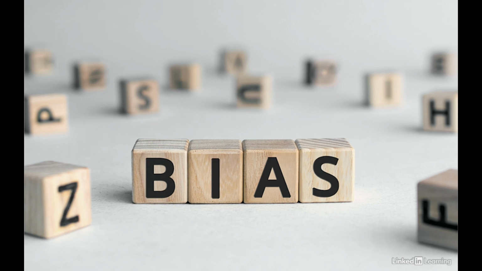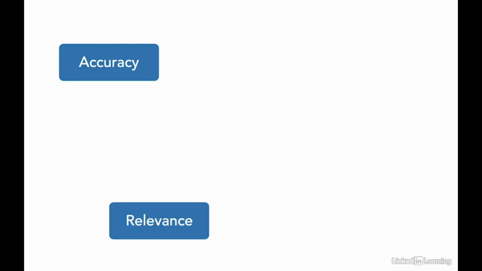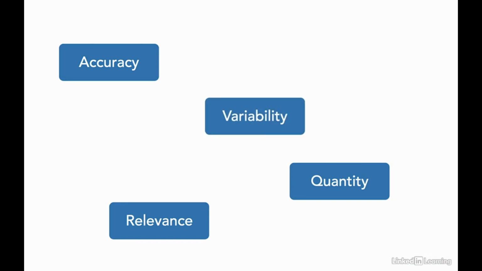Let's recap. The data we collect for machine learning should be accurate and relevant. We must ensure that we have enough data and that the data we capture is different and captures different use cases. Finally, we must be ethical in how we collect, manage, and use data.